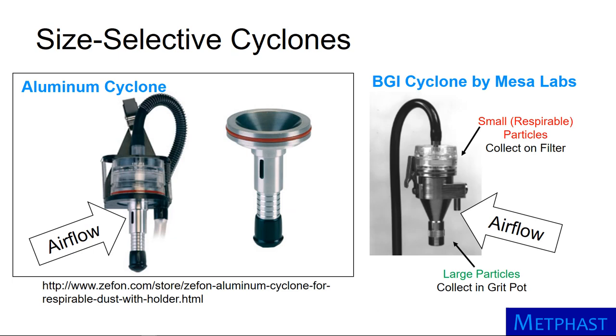Various vendors sell size-selective cyclones, which are typically designed to collect particles following the respirable criterion, the green curve that was presented earlier. Air entering a cyclone is forced to spin several times, with larger particles hitting the wall and being forced to collect in a grit pot in the tip of the cyclone. The smaller respirable particles remain airborne and pass to a filter, often housed in a filter cassette like that shown here.